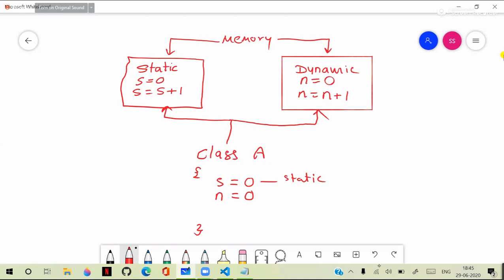Now, we created an object, obj1, for this class. This obj1 will use these two, S and N, which are present in that memory. The S value is 0 plus 1, so it is 1. The N value is also 0 plus 1, so N is also 1.